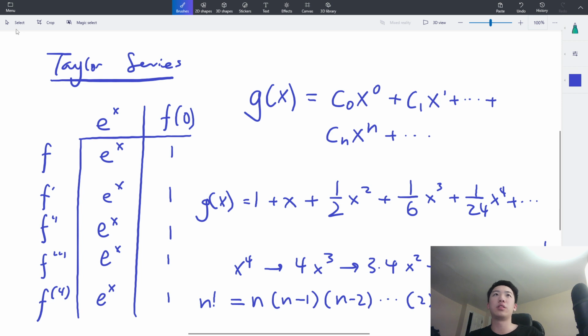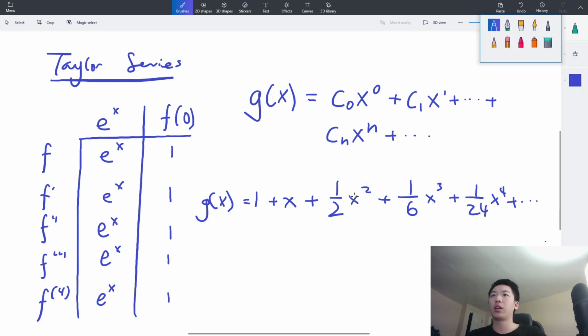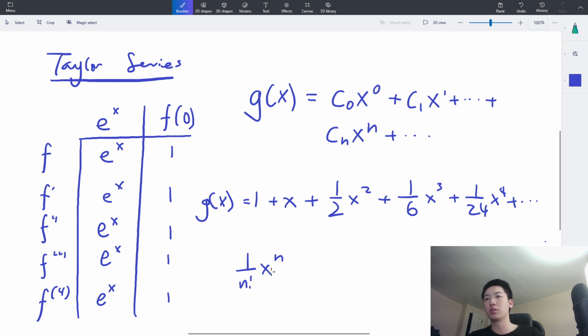So what's the pattern here? What is the nth term? Well, we have 1 over n factorial as our constant, and then x to the power of what? x to the power of n. And n starts at 0. Now you may be wondering, what if n is 0? So if n is 0, what happens to this term? There's no problem here. That's just going to be 1.